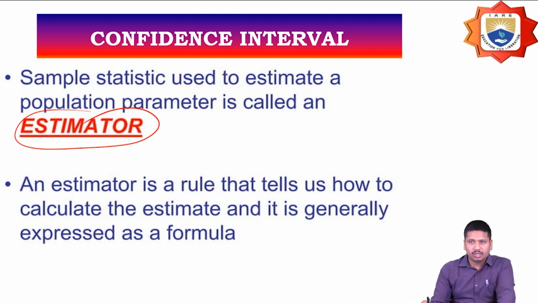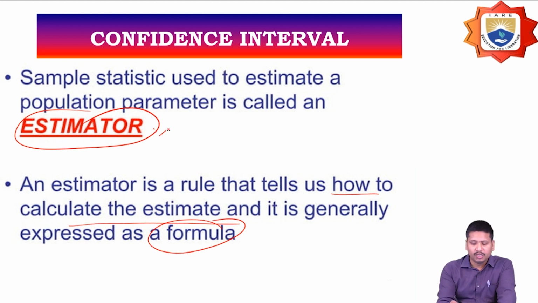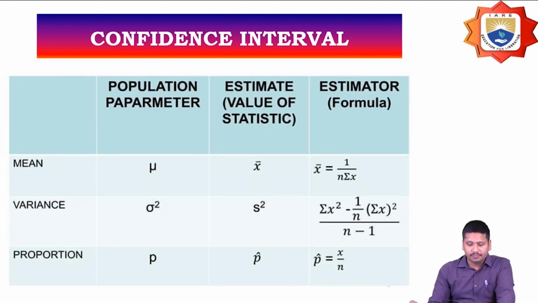So the estimator is the tool, a rule that tells us how we are going to calculate the estimate, and it is generally expressed as a formula here. So the sample statistic is going to estimate the population parameter, what we call the estimator. So what should an estimator actually be? It is the rule that tells us how to calculate the estimate and is generally expressed as a formula.